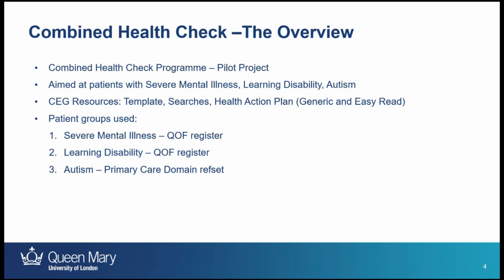In terms of the patient groups, you would have the searches that you'd be using. For the severe mental illness patients, we've used the QOF register. For the learning disability, we've used the QOF register again. For autism diagnosis codes, we've used the primary care domain RefCert in agreement with NHS England. So if your patients have an autism code that belongs to the primary care domain RefCert, then of course they would be picked up. From what I recall, there are about 43 codes in the primary care domain RefCert for autism.